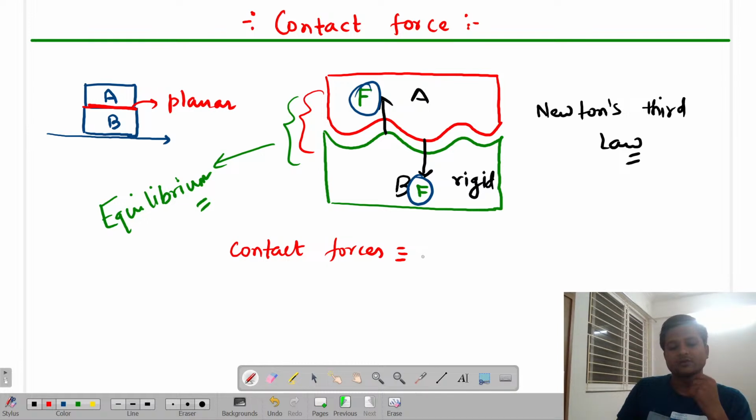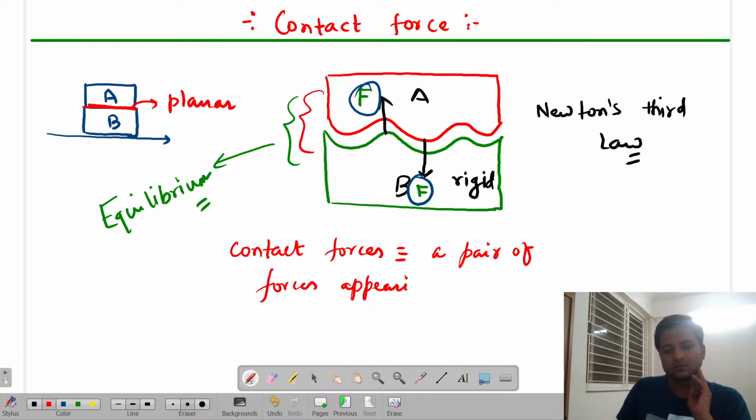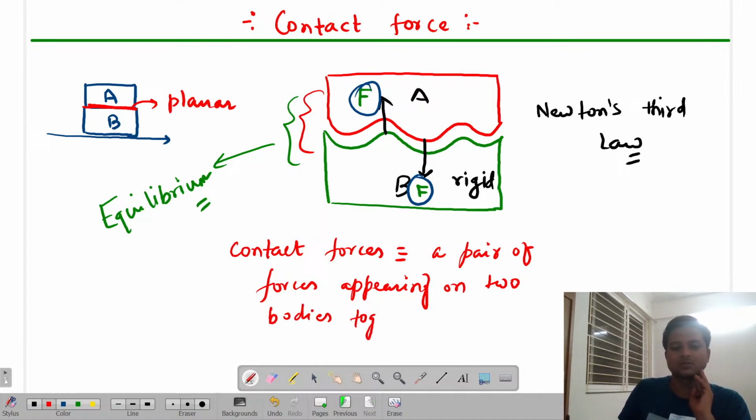So what are contact forces? Nothing but a pair of forces appearing on two bodies together at the same instant of time.